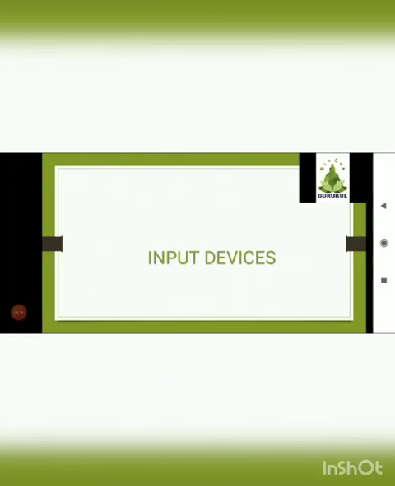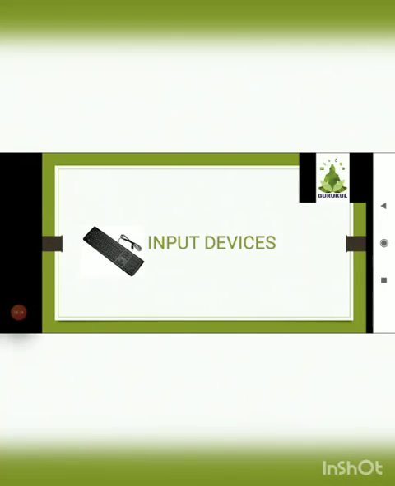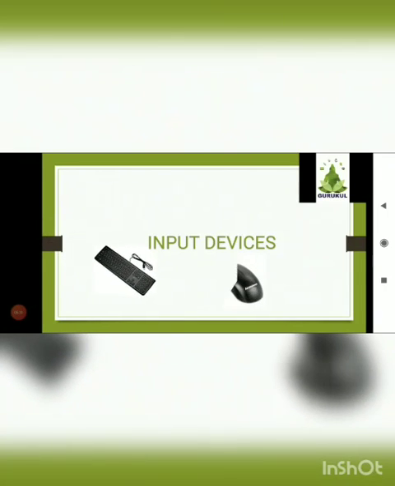Then some examples of the input devices are keyboard and mouse. These are the basic input devices which we are using in a computer system. So in the next video we will learn about storage unit of a computer system.